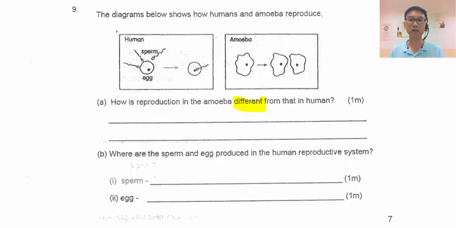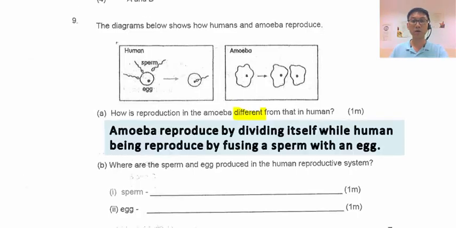So this is how it's different. The amoeba reproduces by dividing itself, right? While the human being reproduces by fusing a sperm with an egg. So basically what we are trying to say is the human being needs 2 cells in order to reproduce, but the amoeba can reproduce by itself. Okay? Now part B, where are the sperm and egg produced in the human reproductive system?